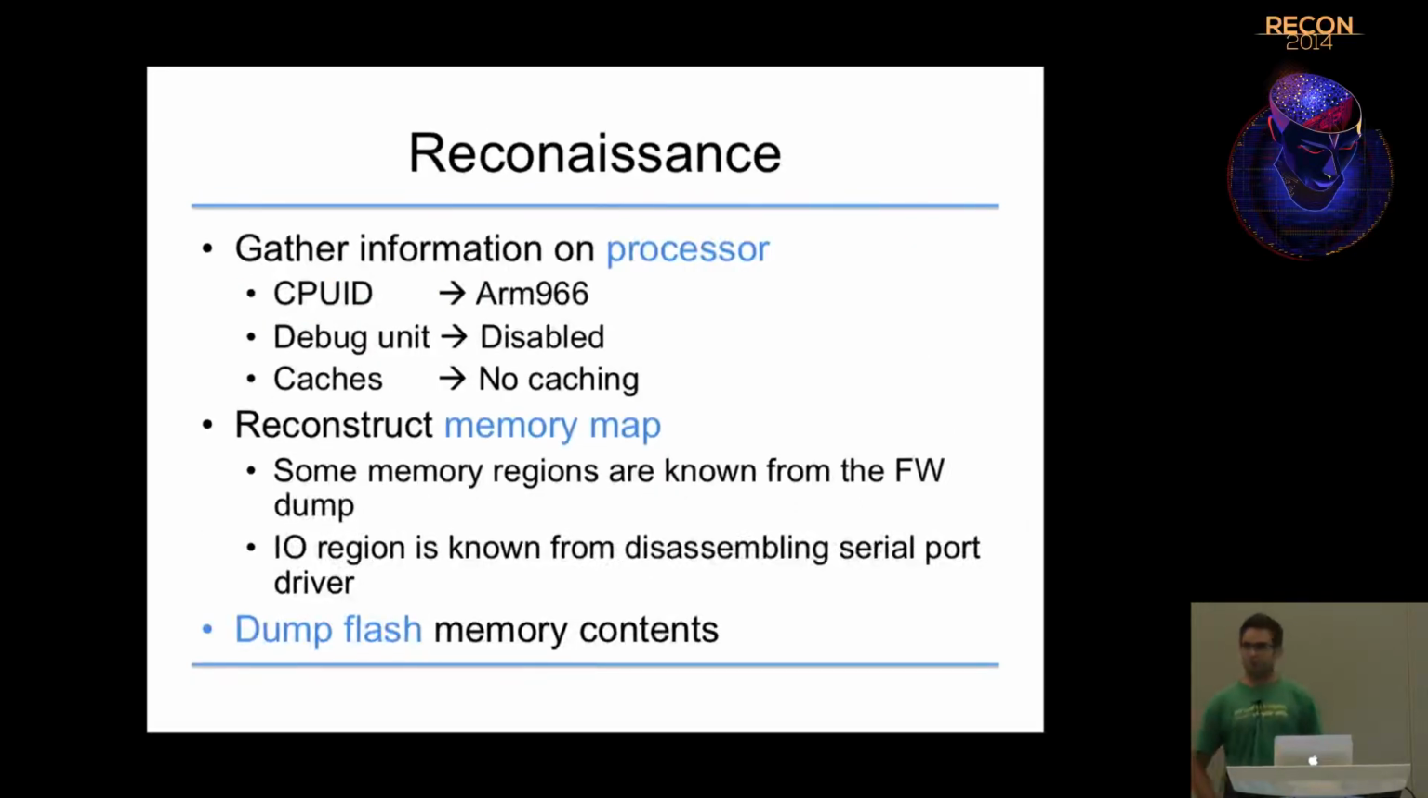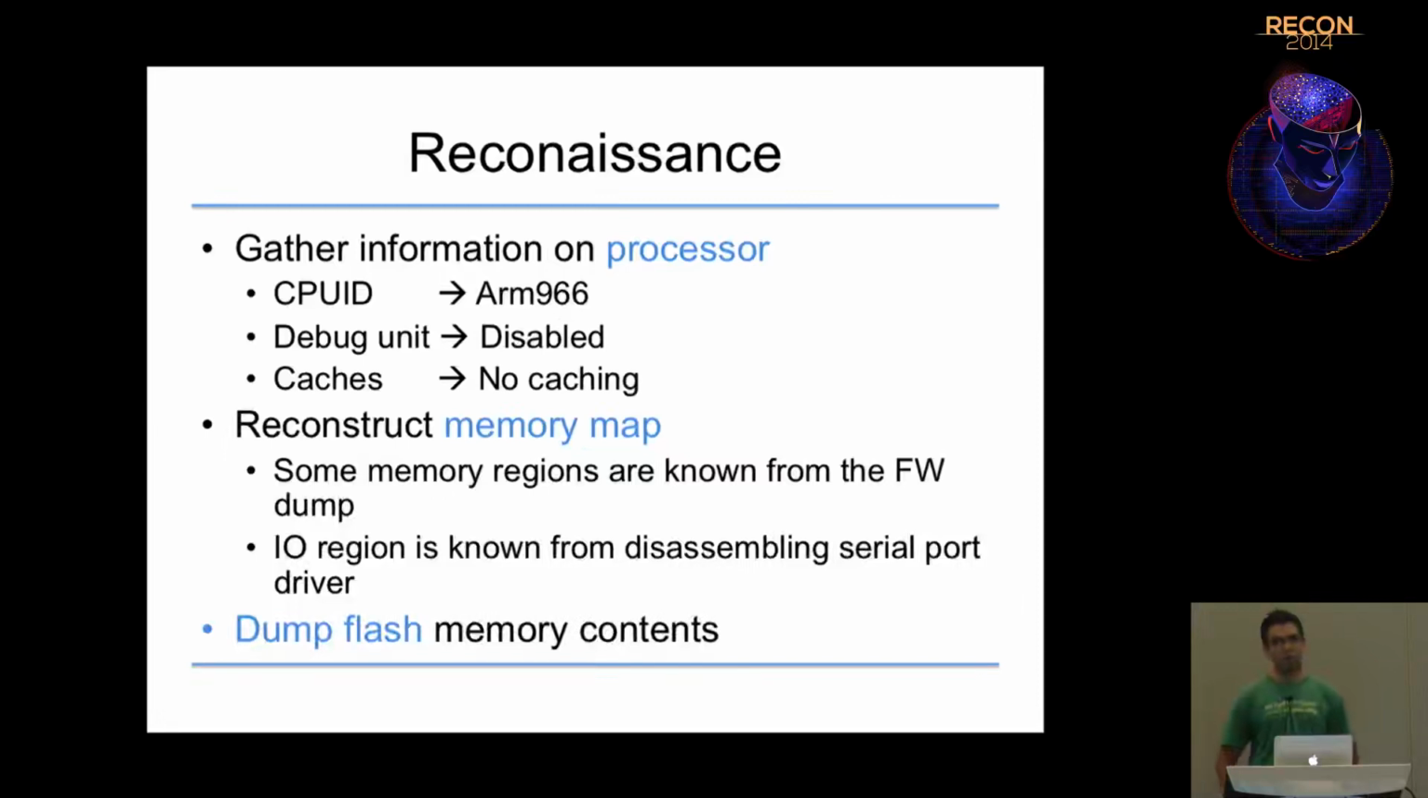So next step is to gather some information on this processor. This can be done with the CPU ID instruction on ARM, and also you can use coprocessor instructions to get information about if a debug unit is installed and if it's enabled. In my case, it was disabled. If the caching is active, and so on and so on. Another thing I needed to do was reconstruct the memory map of this drive. Some memory regions I already knew from the firmware dump before, and also I knew that the serial port was in the I/O memory region, but I completed this memory map.